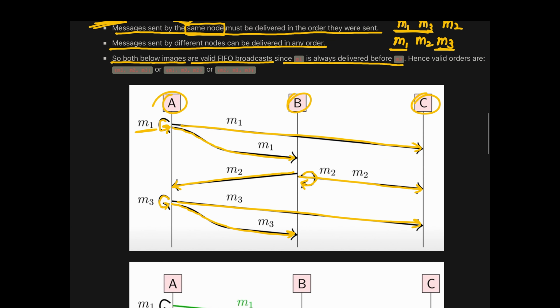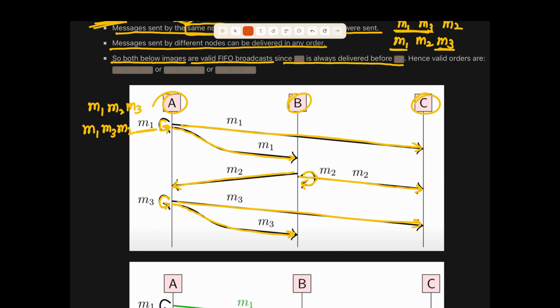So valid orders will be M1, M2, M3 or M1, M3, M2. Or since M1 and M3 are related, but M2 is being sent by Bhavna, M2 can come before as well. So these are the 3 valid orders in FIFO broadcast. So you got the point?